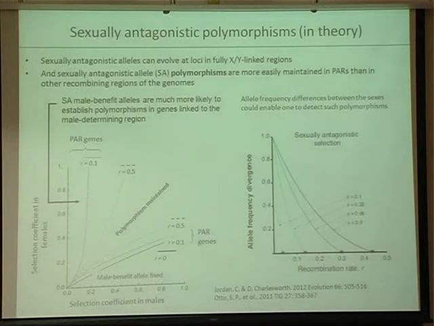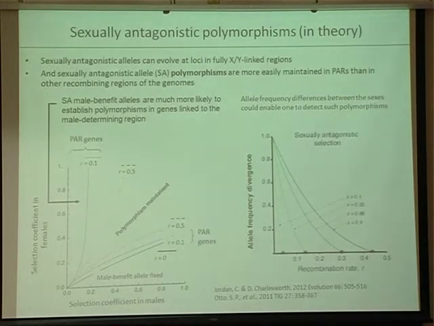I've talked about sexually antagonistic polymorphisms, and I don't have much time to talk about them more, but I will just mention that the population genetics of these kind of cases can be done as well, this kind of gene, and we can show that the pseudo-autosomal region is more likely to have this kind of polymorphism.